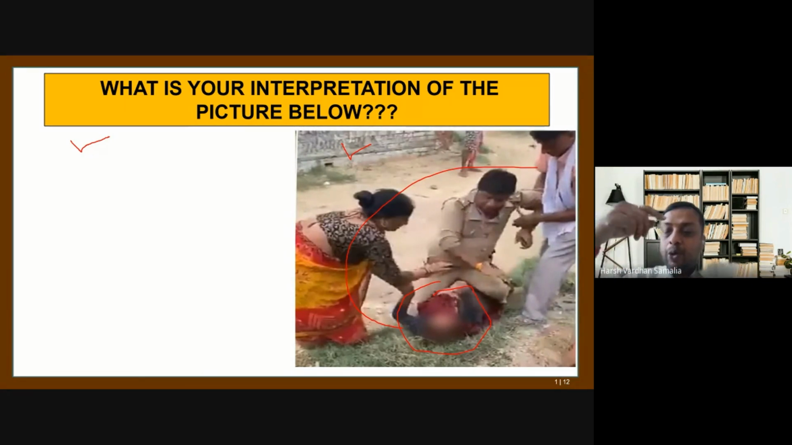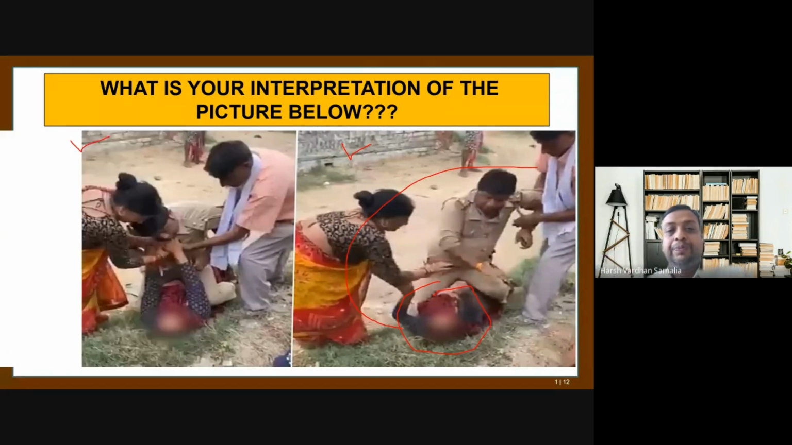So suppose if I want to, can UP police arrest this person who has tweeted this picture for spreading misinformation? Can he or she be arrested? Can this person be arrested? That's my second question to you.